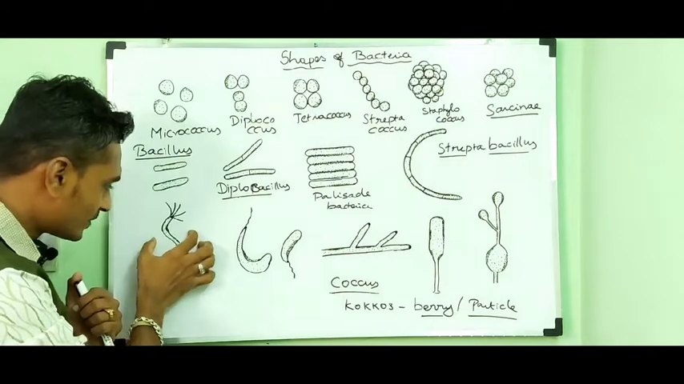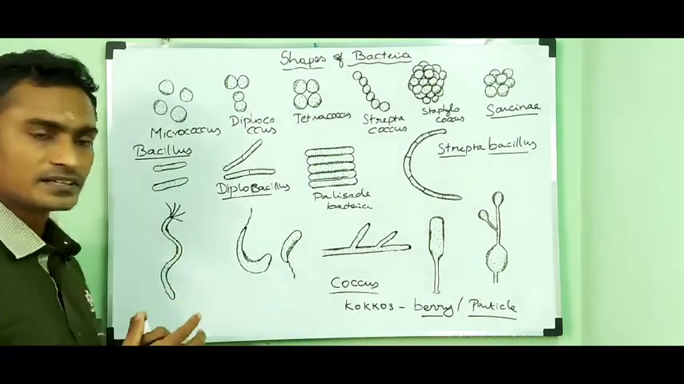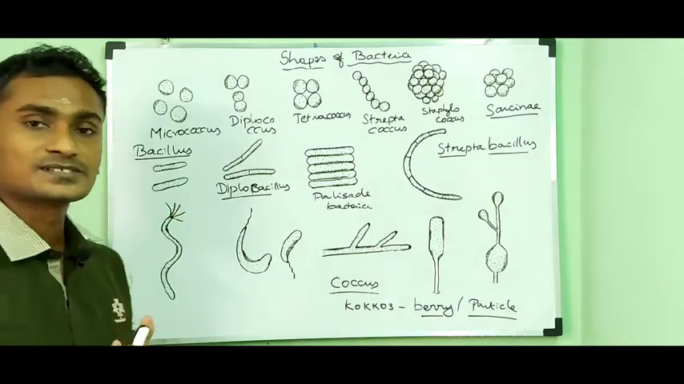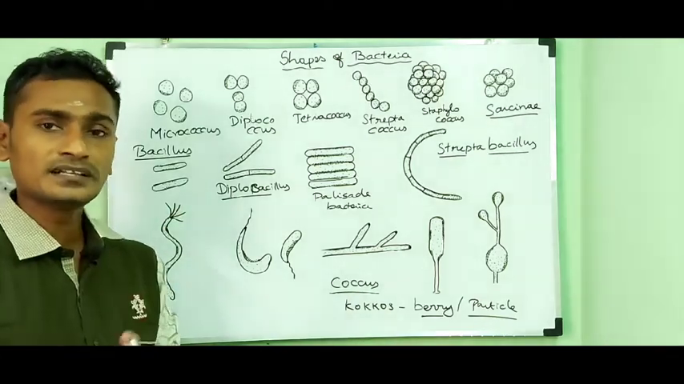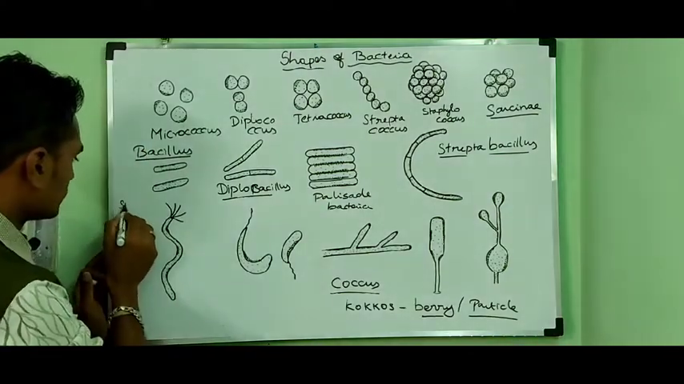So this bacteria looks like a spring. They look like a spiral, and that bacteria is called spiral bacteria.